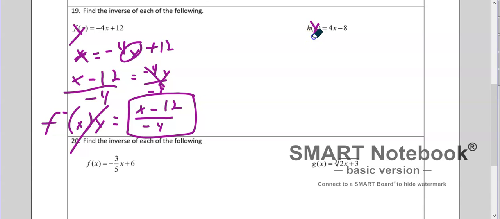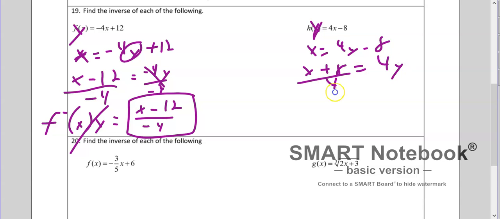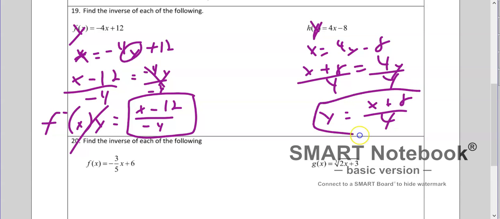Okay, same thing here. Y equals 4x minus 8. X equals 4y minus 8. Add 8 to both sides. Divide by 4. Y equals x plus 8 over 4. And no, it's not x plus 2. You can't do that.